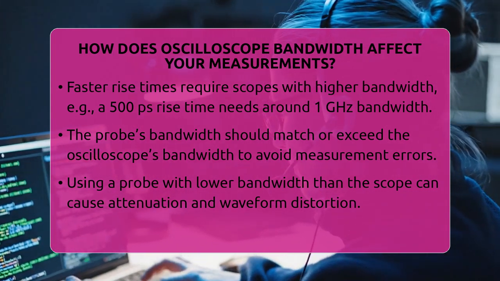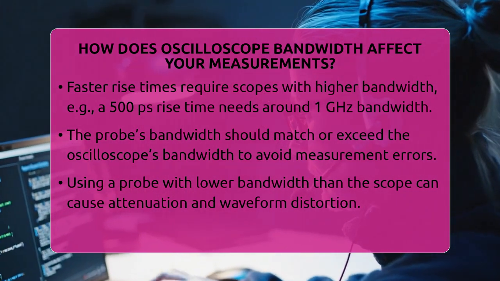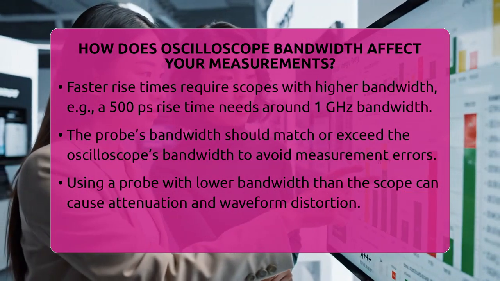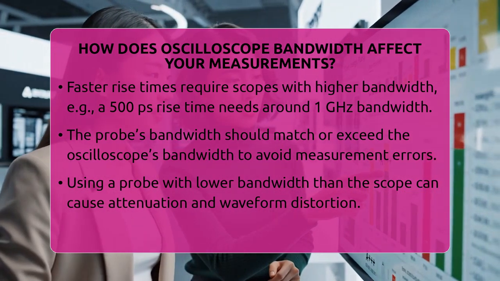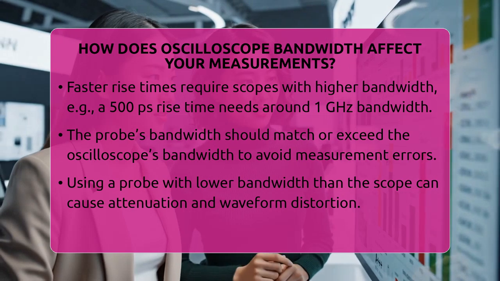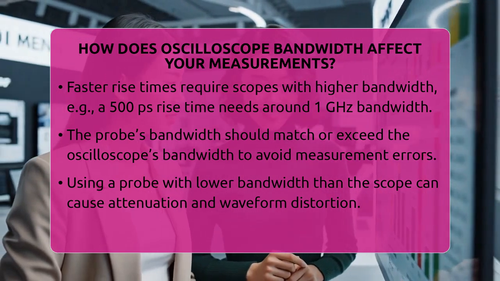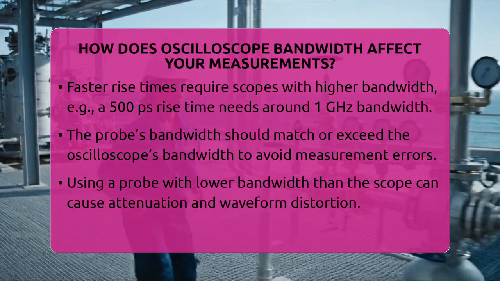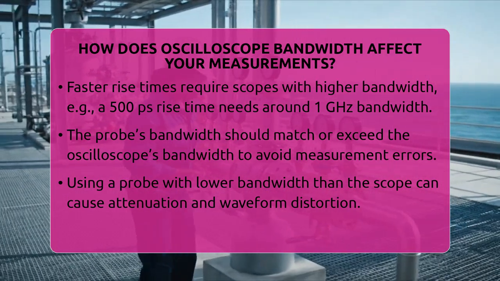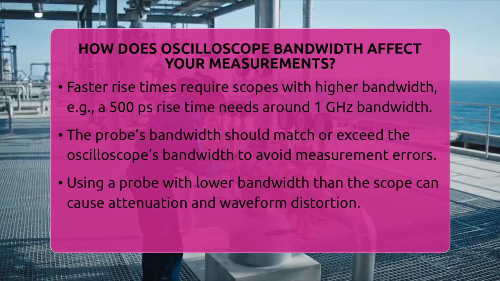The probe you use also matters. The probe's bandwidth should match or exceed the oscilloscope's bandwidth. If the probe's bandwidth is lower, it will limit the overall measurement accuracy. Using a low bandwidth probe on a high bandwidth scope can cause the signal to be attenuated or distorted.